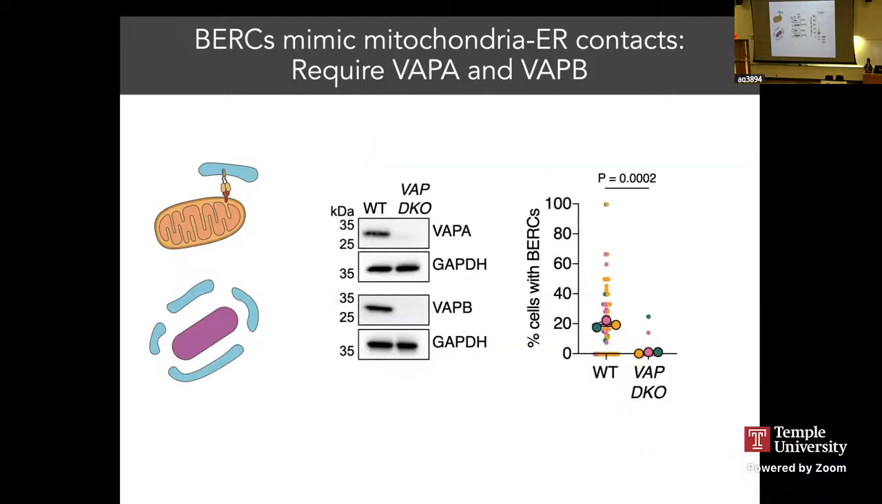And not only is it localized, it turns out we think it's essential for this interaction. So we were able to get our hands on some VAP-A, VAP-B double knockout cells from Pietro De Camilli's lab, and we were able to show that this completely abolished this interaction. So this seems to be the critical tethers for driving this space.